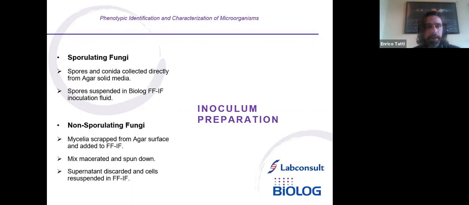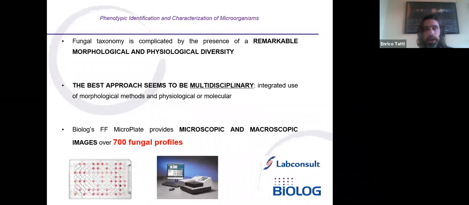You get your biomass, these are conidial spores or mycelia that are scraped from the agar surface, and you resuspend it, you make a homogeneous suspension in the inoculation fluid, and then you inoculate the plate, incubate over time, and then get the profile that you run against the database.